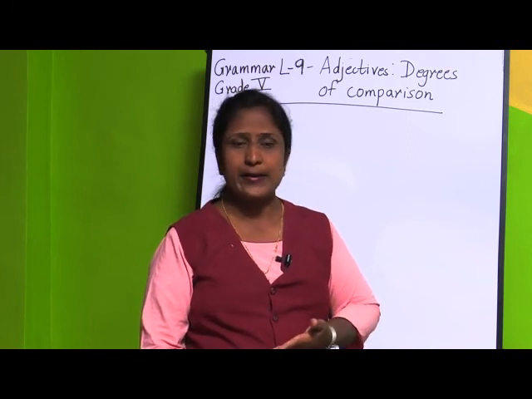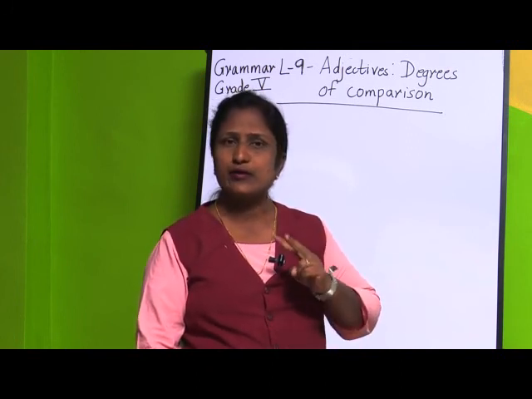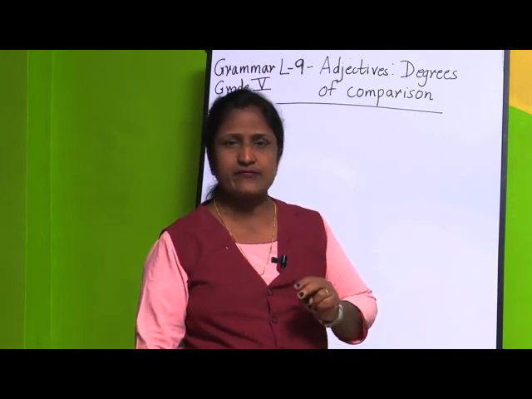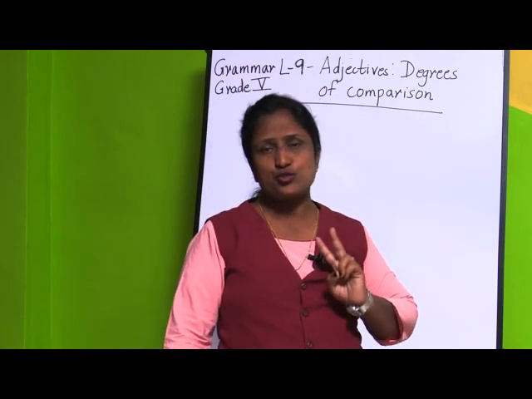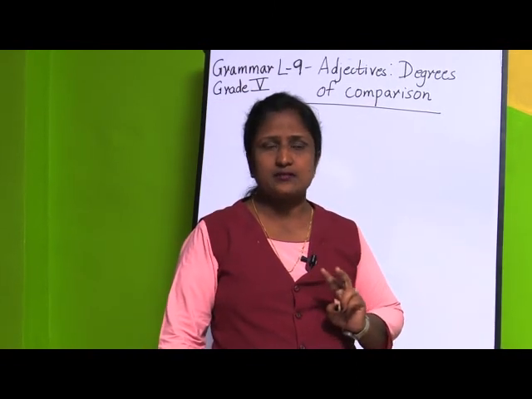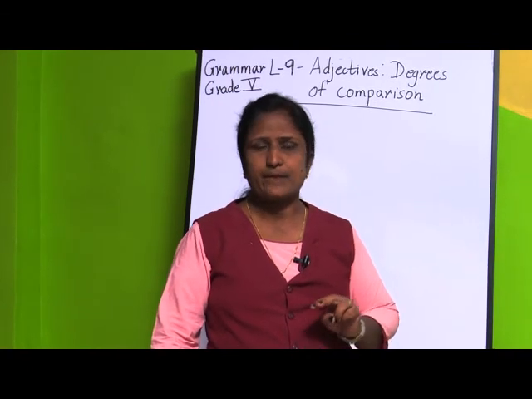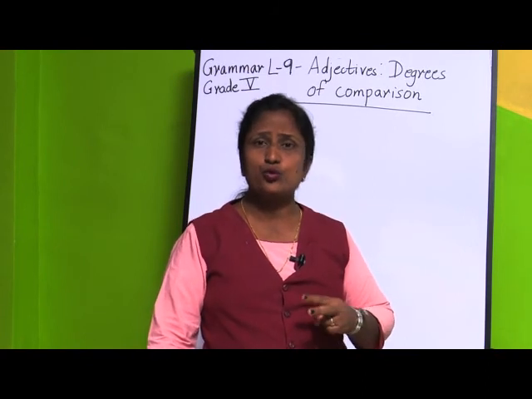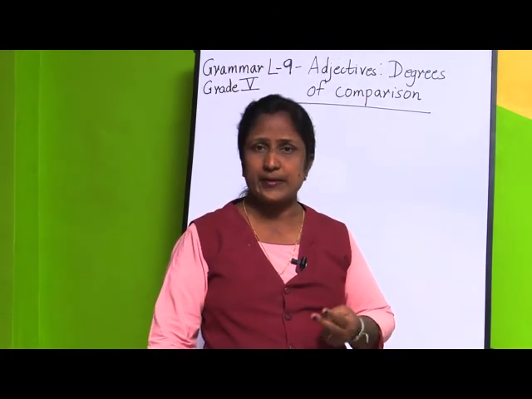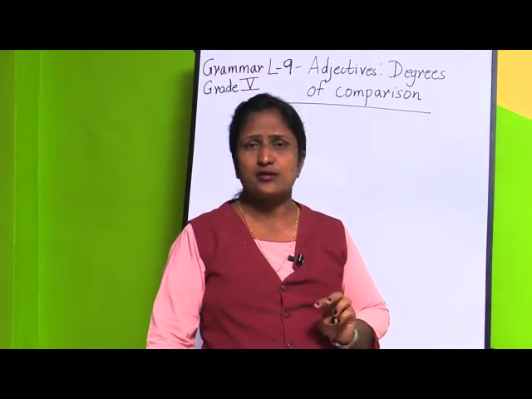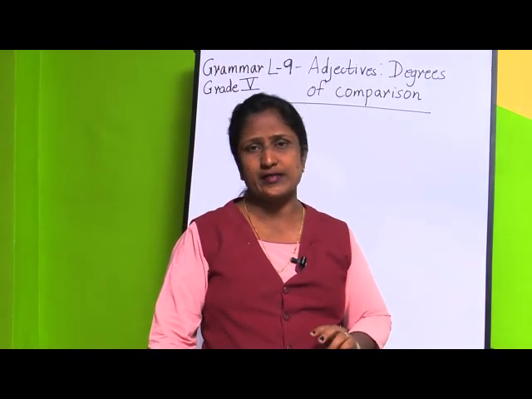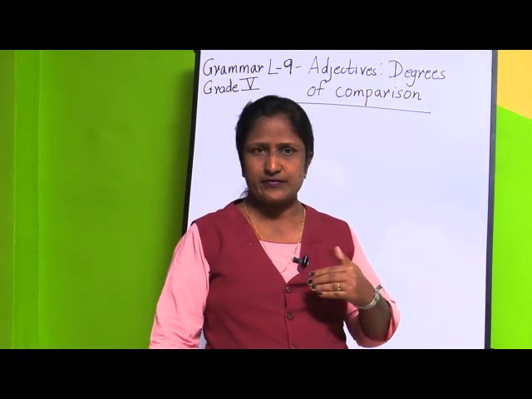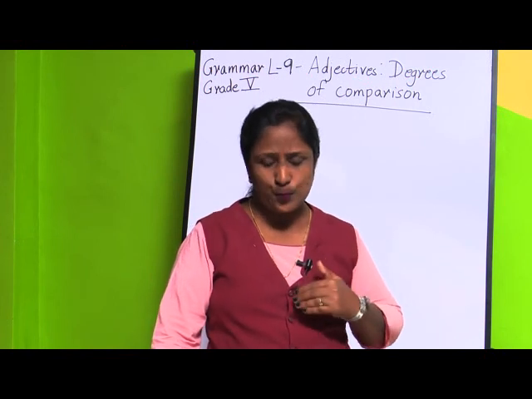But in comparative degree, we compare between two persons, two animals or two things. That degree is called comparative degree. And the last is superlative degree. Here we compare between two or more than two persons, places, animals or things. So the third and last degree is superlative degree. We are going to learn each degree one by one: positive degree, comparative degree and superlative degree.